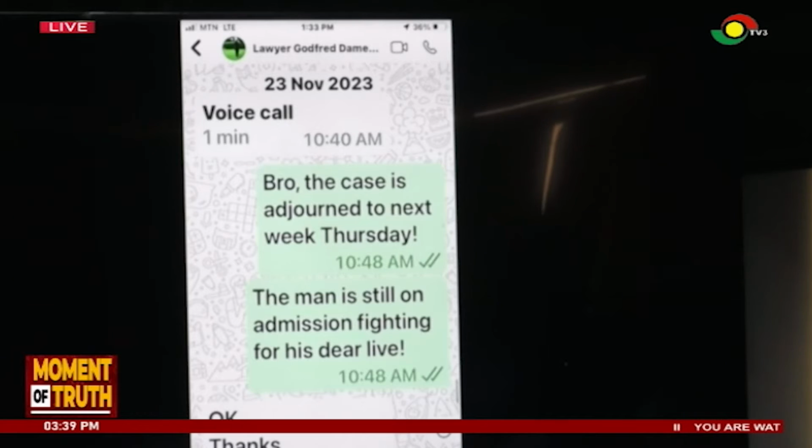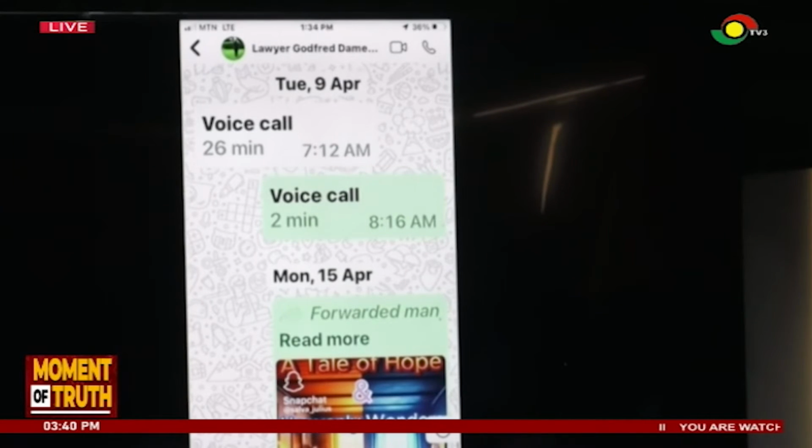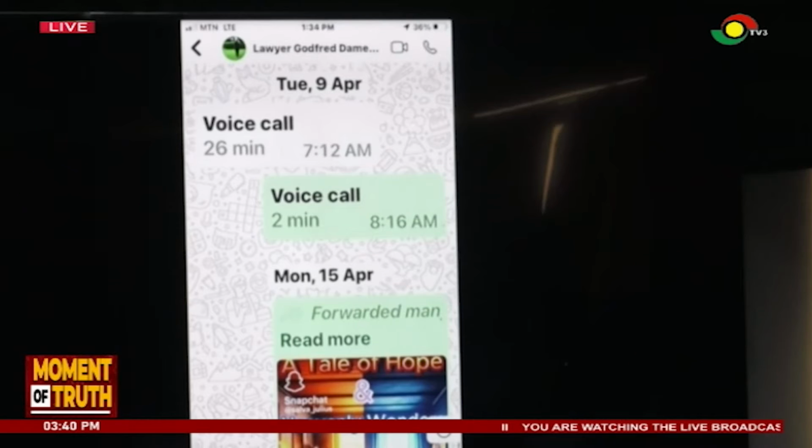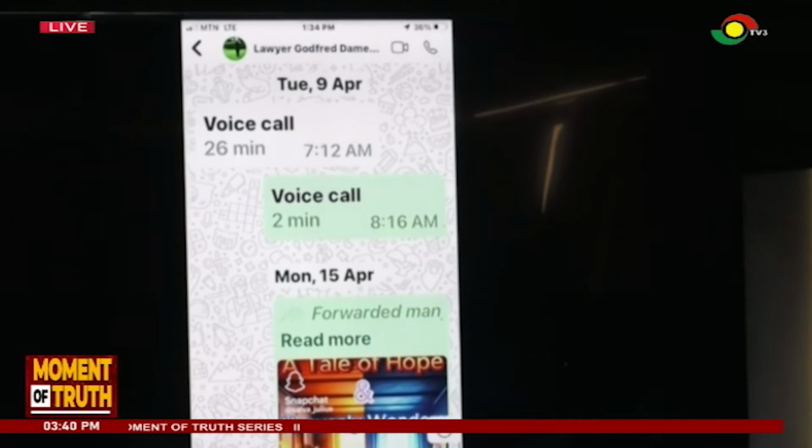The final WhatsApp chat, WhatsApp Exhibit 6, dated Tuesday, 9th April 2024, shows evidence of a 26-minute phone call placed to Richard Jakpa by Godfrey Dame at 7:12 a.m., the morning of the day Jakpa was scheduled to testify in the court. The recorded one, we played for you. It was the morning Jakpa was going to court to testify.